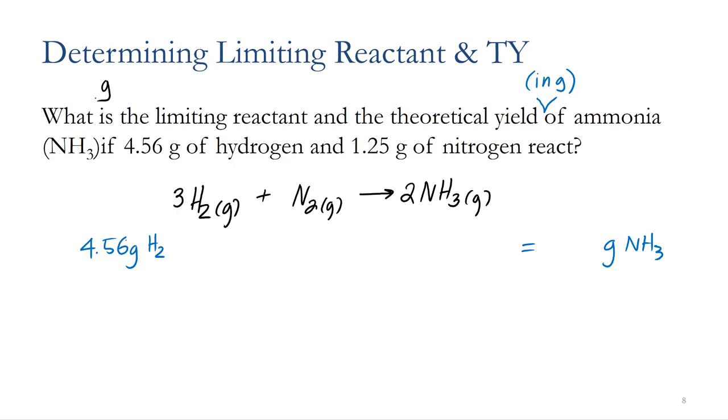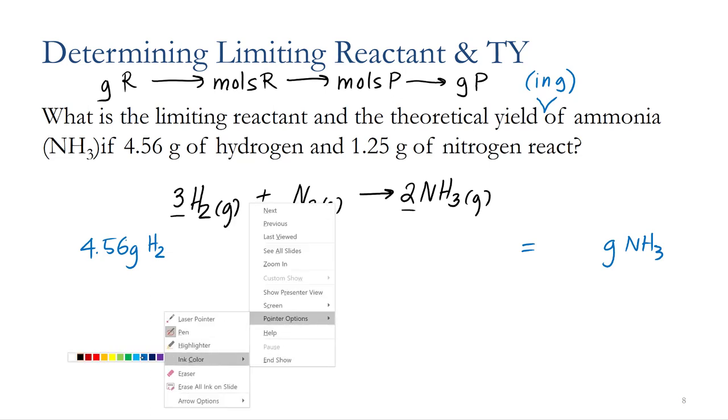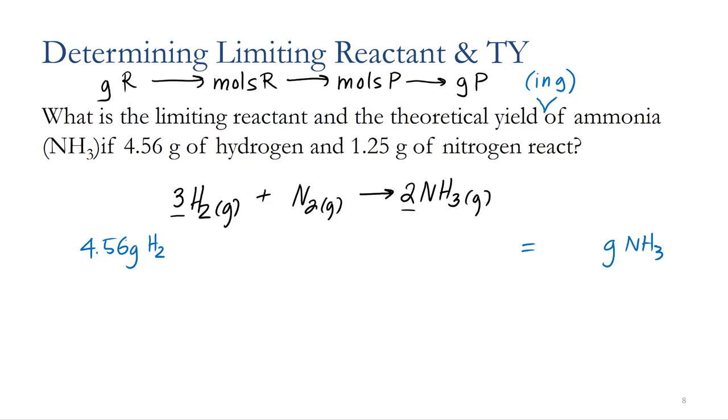So I'm going to go from grams of my reactant to moles of the reactant. Why do I need to go to moles? Because, of course, the balanced chemical equation is going to give me my molar relationship. So then I'm going to go to moles of my product using those coefficients, and then I can go to grams of my product using the molar mass. So what is the molar mass of hydrogen? Well, molar mass of H is 1.008, and then there's two of them, and so in one mole of hydrogen, that would be 2.016 grams.